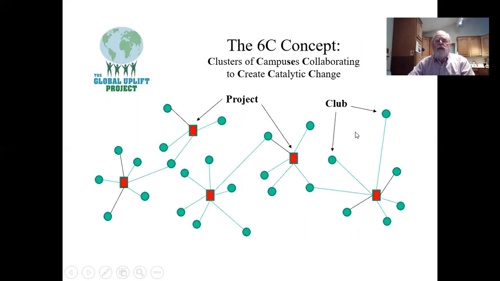The way we do this is what we call the 6C concept. And this now becomes very applicable to you. Clusters of campuses collaborating to create catalytic change. The green circles there are campuses. The red squares are projects. We bring campuses together, like now through the PHUNC program, to collaborate to create a dramatic project.